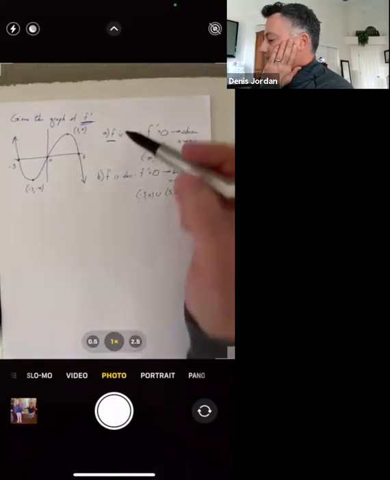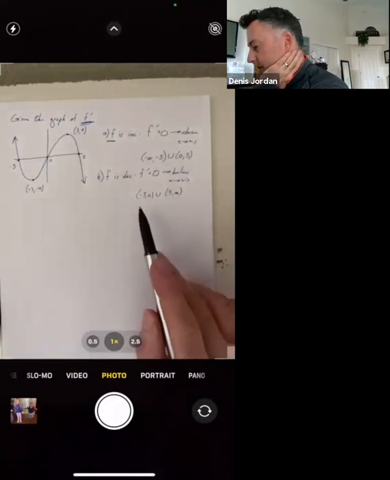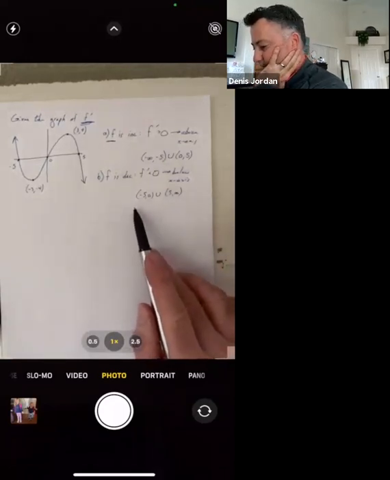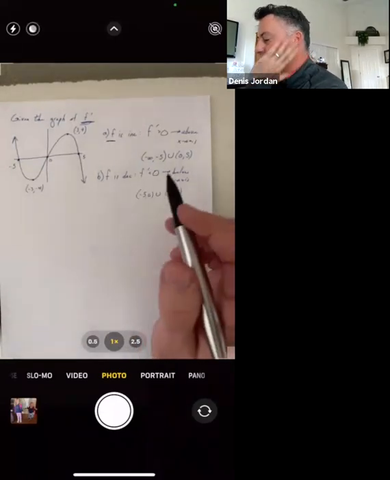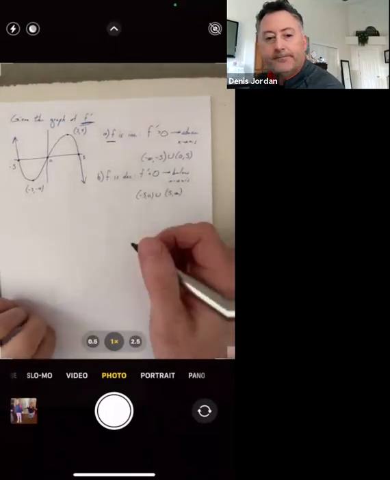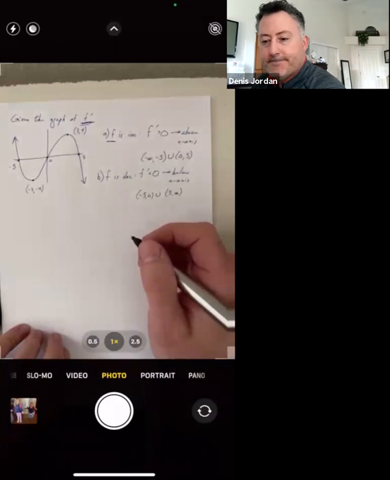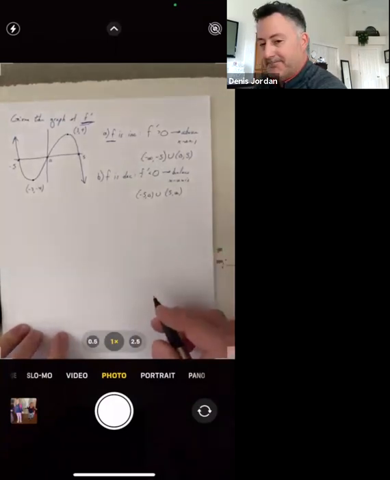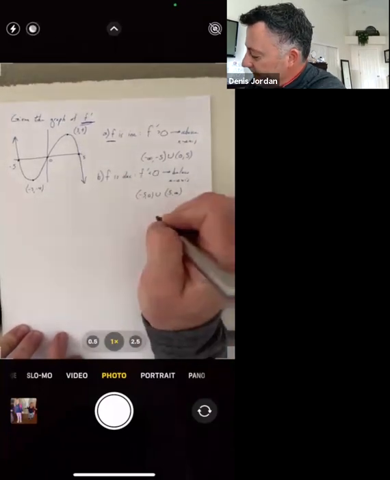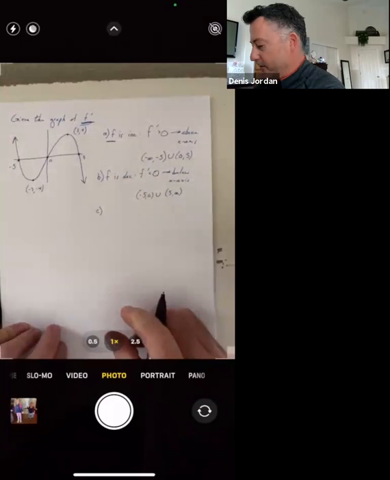Okay, so any questions on these first two? And anything at all, like how do you know that you're supposed to do that, or why is it negative 5 or anything? Okay.